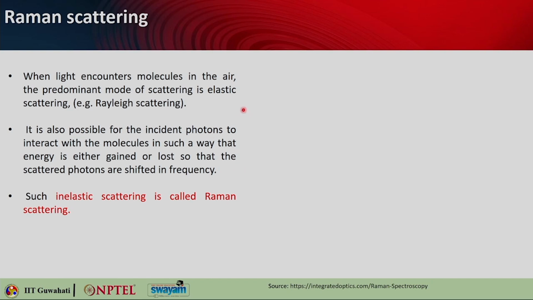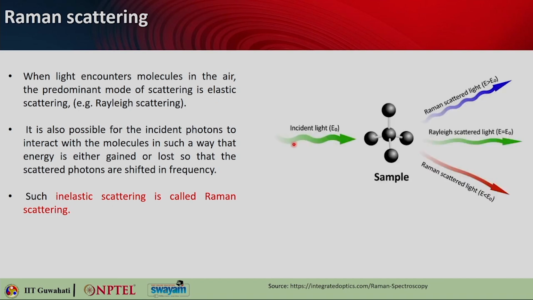Now, when light encounters a molecule in air, the predominant mode of scattering is basically elastic scattering. When I say elastic scattering, you can take this example: the incident light has an energy of E naught, and when the scattered light also has the same energy, we call it elastic scattering, where the momentum is conserved.